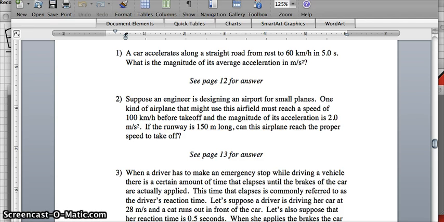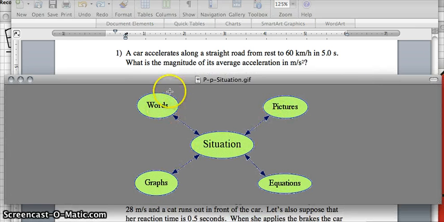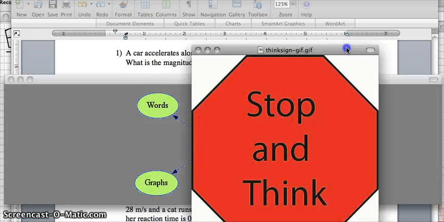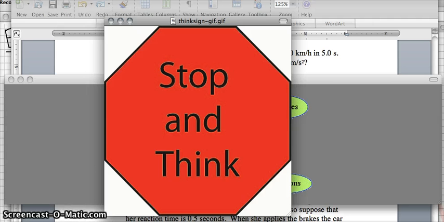So what I'd like you to do here is take this situation, which is given to us in words, and put it into a picture. And so what I'm going to have you do is actually stop the video at this point, draw the picture of what is happening in this situation. Pick up with me once you've finished that.